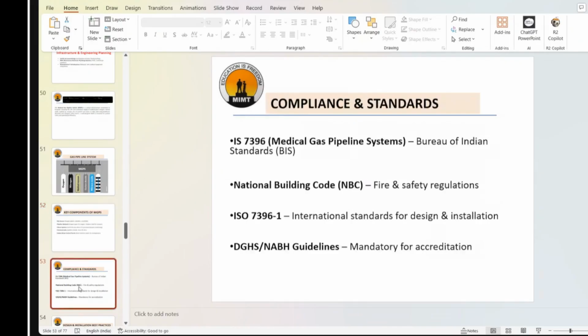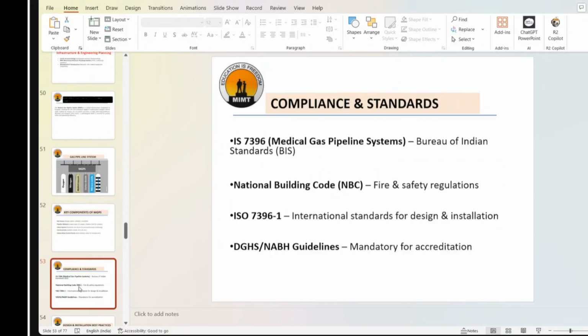Then if we talk about the compliance and the standard of this gas pipeline, Bureau of Indian Standards, that is IS 7396. इसमें everything has been given in detail. But as a hospital administrator, we are not supposed to go into so much detail. उसमें बहुत ज्यादा metal वगैरह everything has been specified. That is actually not required.